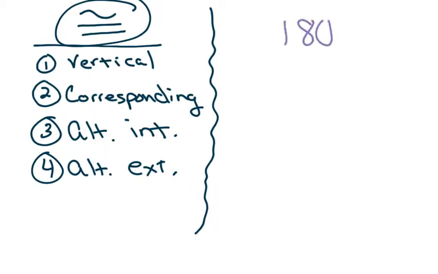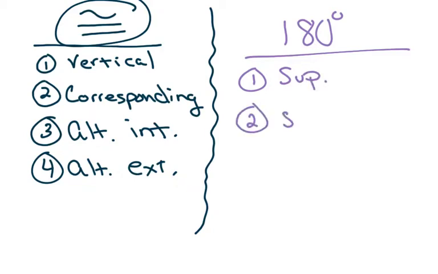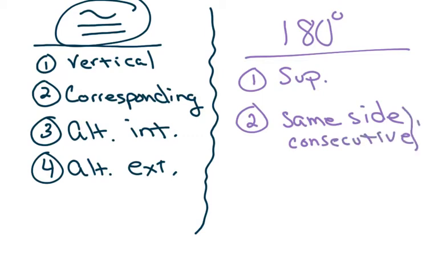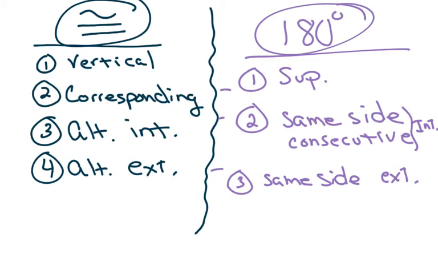What is supplementary or 180 degrees? Well, we have the first one, which is supplementary. They form a straight line. We have same side or consecutive interior angles. And then we have same side exterior angles. These 3 relationships, those angles together, have to equal 180 degrees.